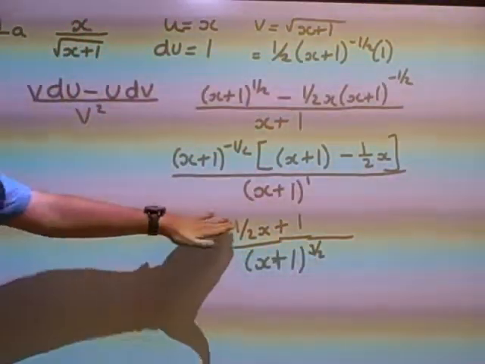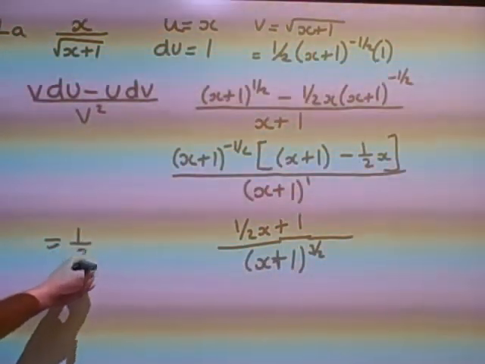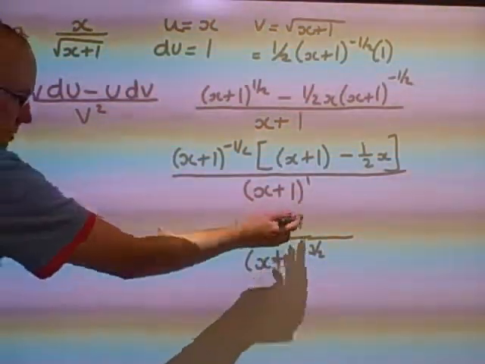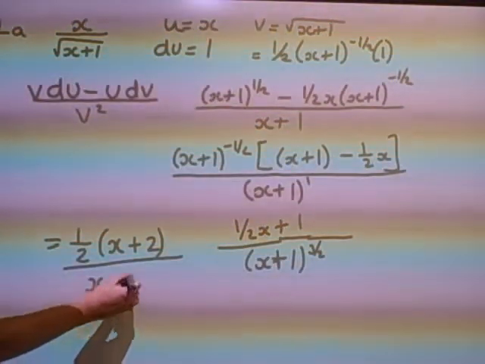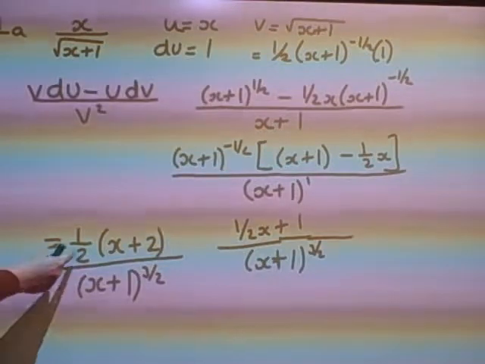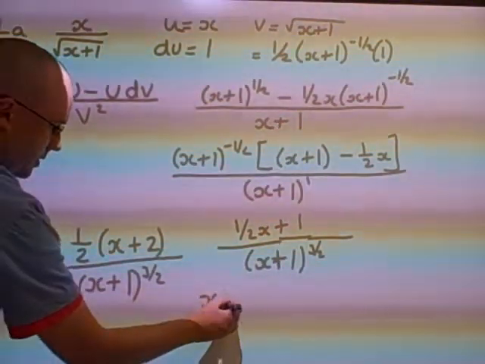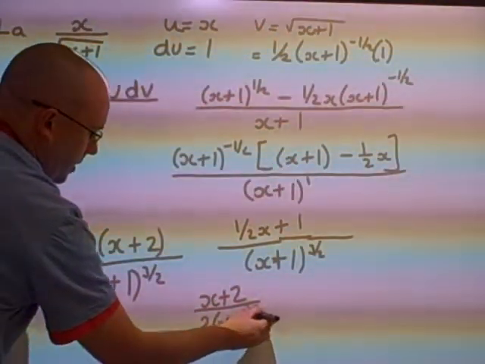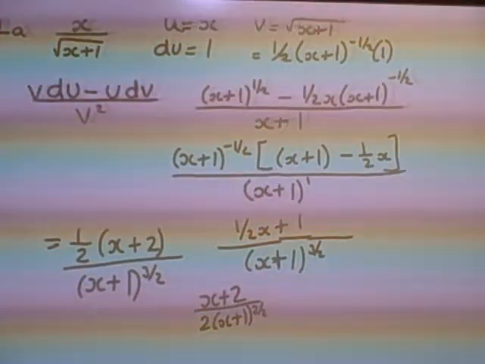Now, we don't really like fractions within fractions, so what I can also do is take that half out as a factor also. Half times 2 being 1, and a half times x is a half x. All divided by x plus 1 to the 3 over 2. And then one very small change, I can bring the 2 to the bottom here as well. So it would just become x plus 2 over 2 times x plus 1 to the 3 over 2. So that's one good way you could actually answer that question.